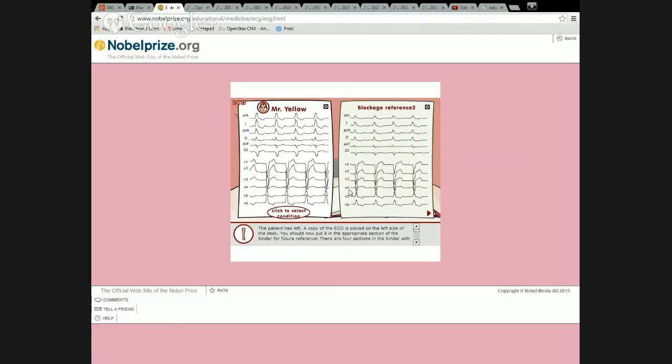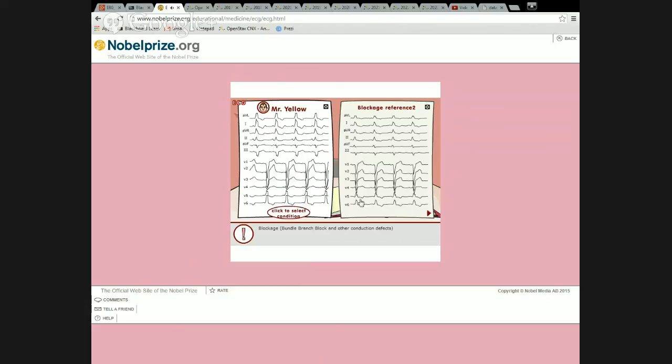So qualitatively, these two look pretty similar. The standard lead 2 really sells it, but overall, you can see some similarities there. We know this guy has a blockage, and we know this is not right. Reference 1 is not right.